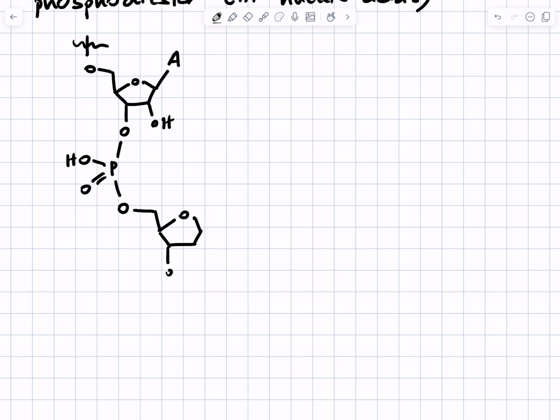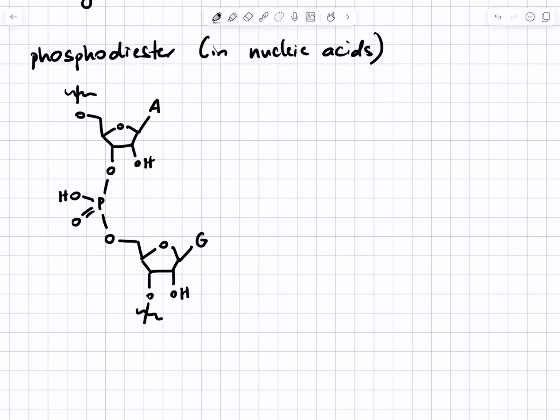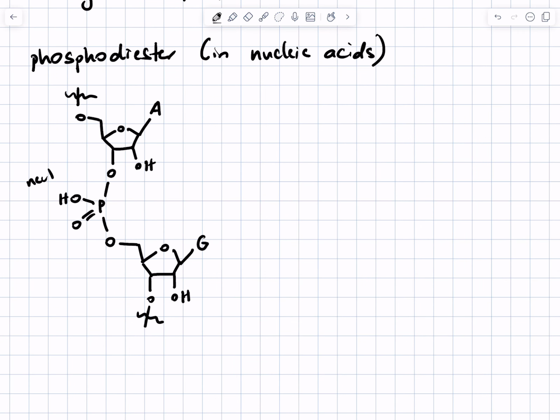Then we're going to draw another ribose ring here. Let's let this base be G. And squiggly line indicates a whole other something there. Now, notice that I've drawn this phosphodiester in its neutral form. The phosphorus is bonded to an OR group, a second OR group, and then an OH group.